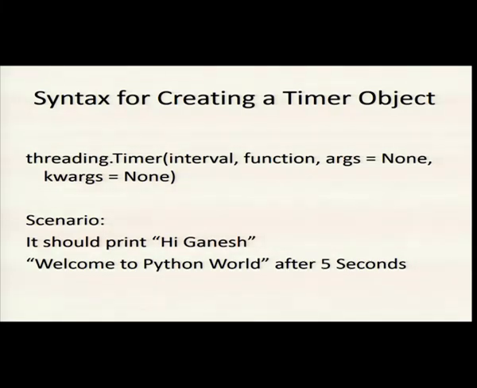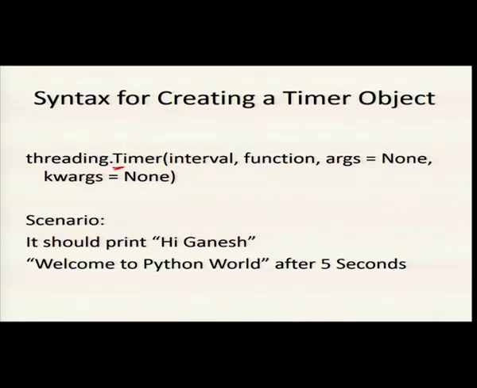Let us first see the syntax of how a timer is created, and then we will see a scenario. Syntax is threading dot Timer, with capital T, and within braces the interval, comma function, comma args equal to none, kwargs equal to none.